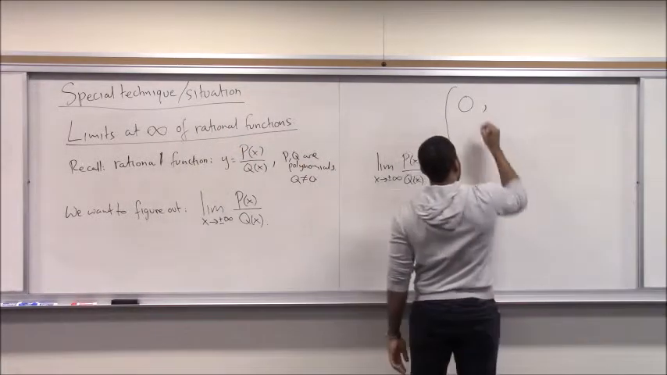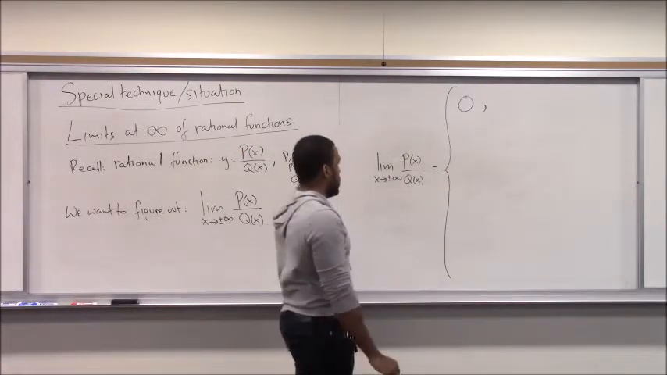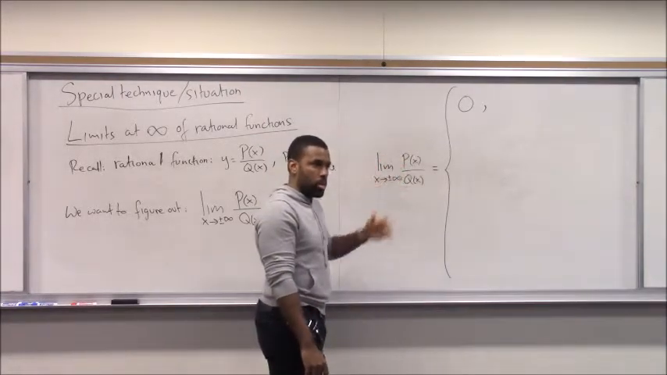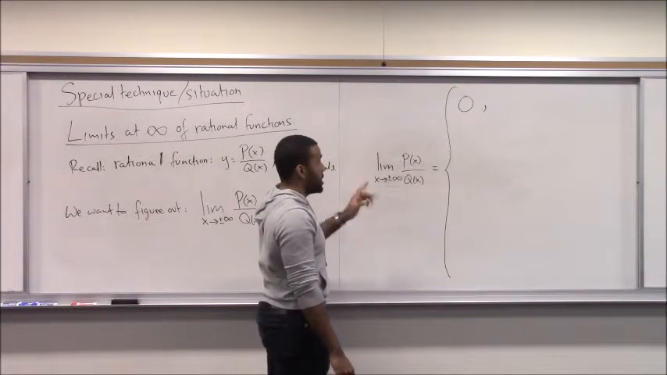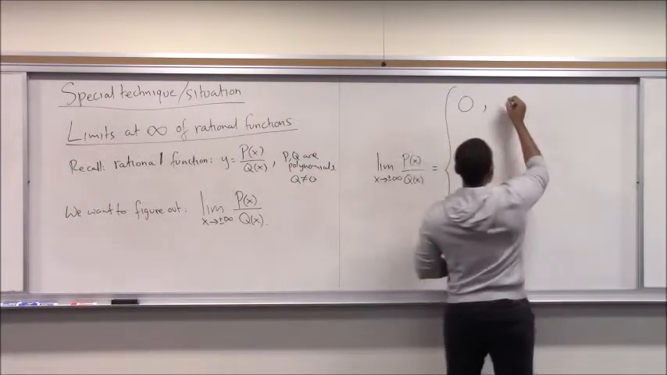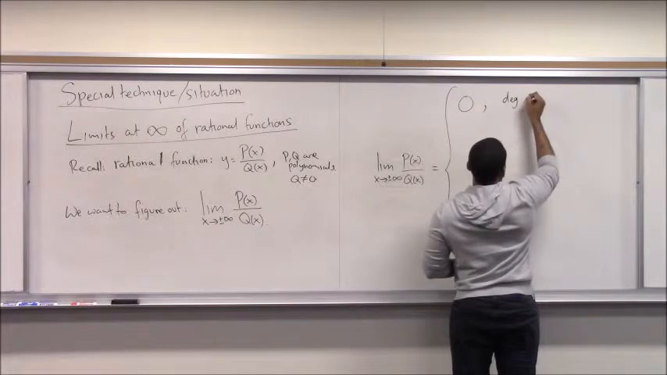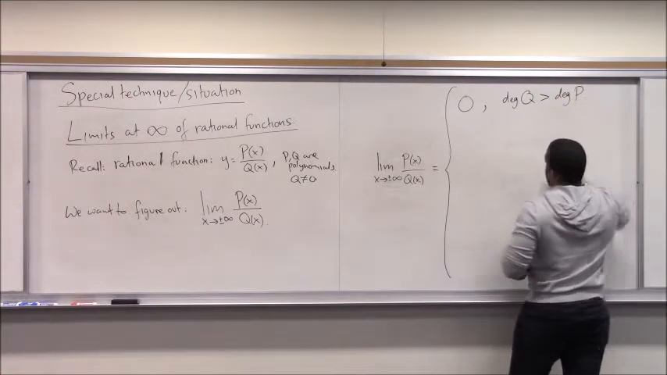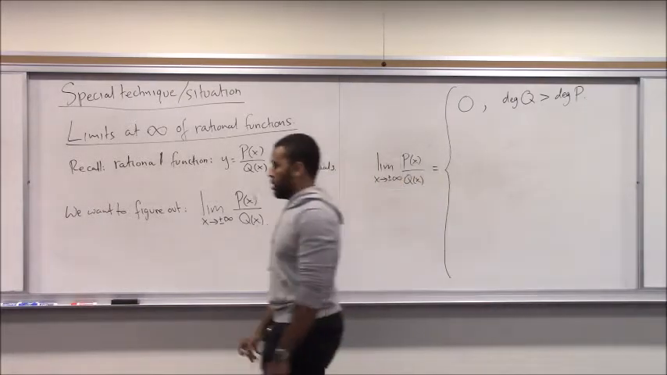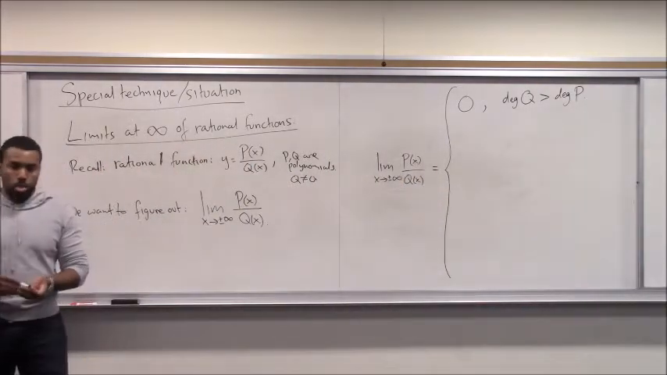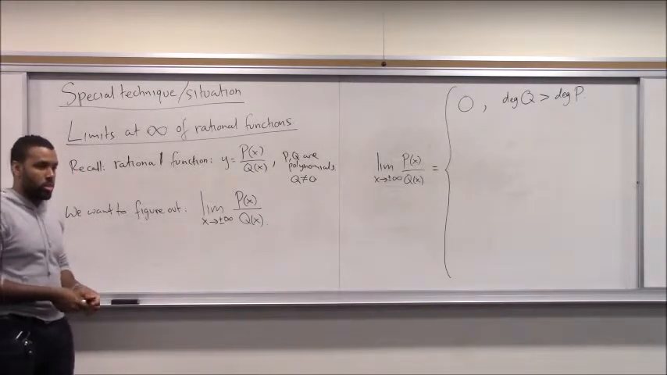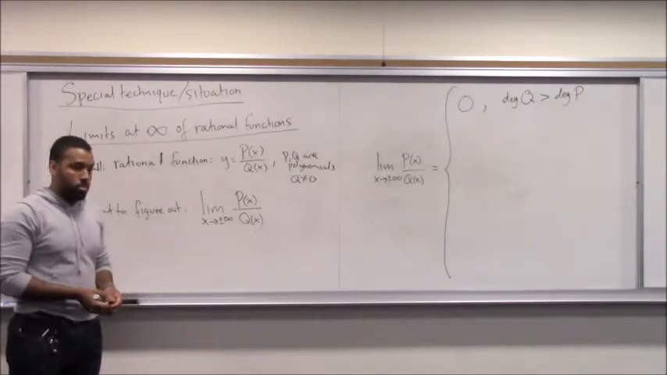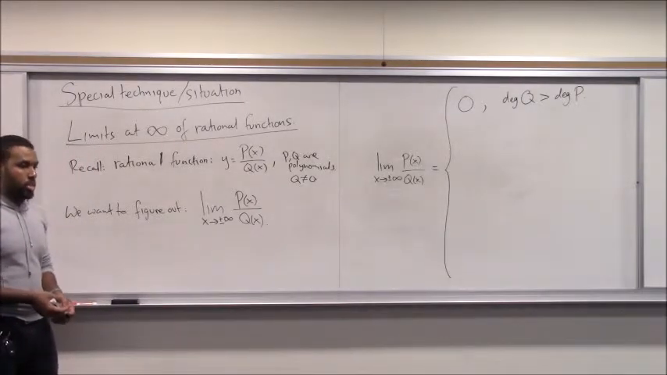And how do you know the answer would be 0? You would look at the degrees of the polynomial. Now remember, the degree just means the highest power that appears in a polynomial, right? So you look at the degrees of the polynomial. If the degree of Q is larger than the degree of P, you will always get 0. It does not matter how the polynomials look, what the specific polynomials involved are, doesn't matter. Identify the highest powers. If the highest power is in the bottom, the answer is going to be 0.